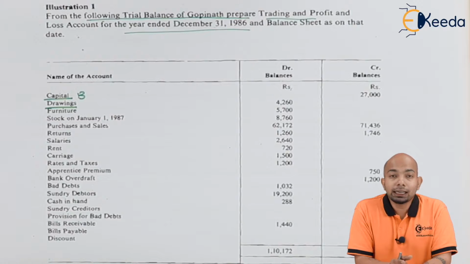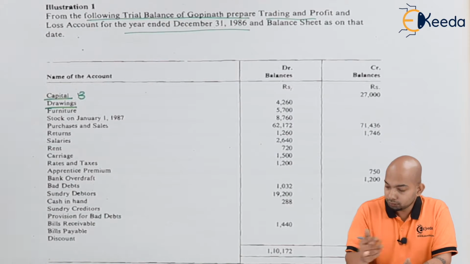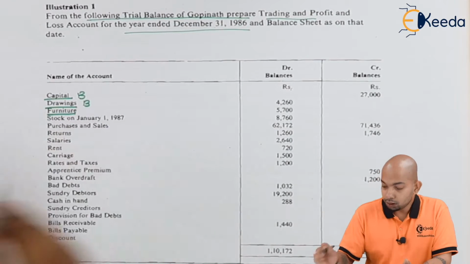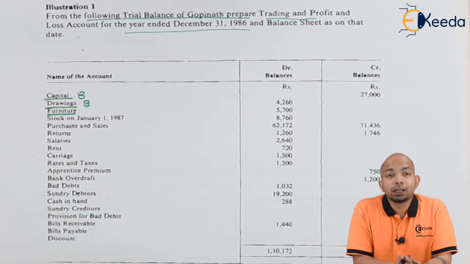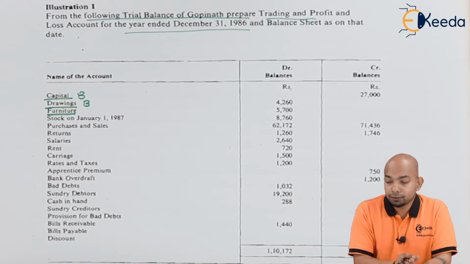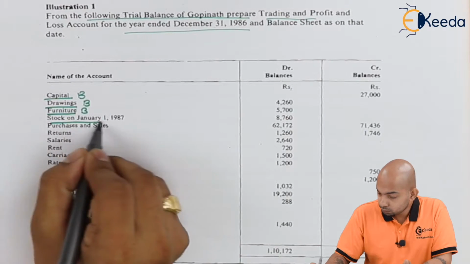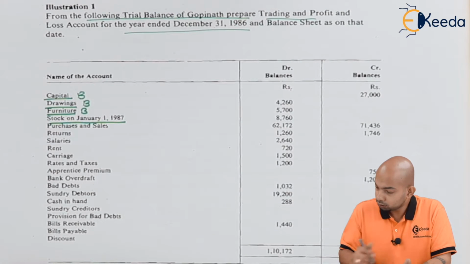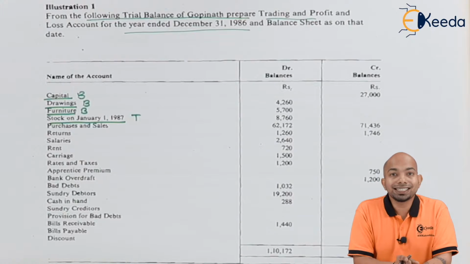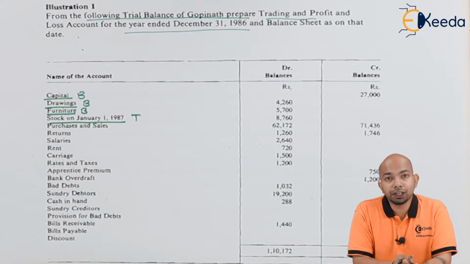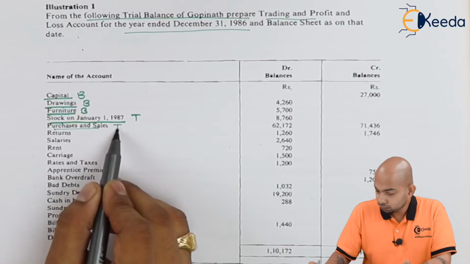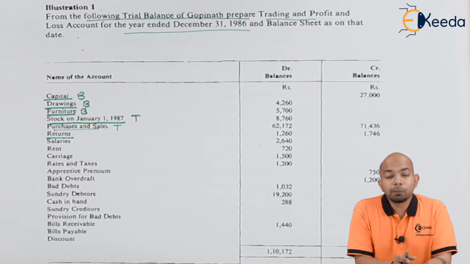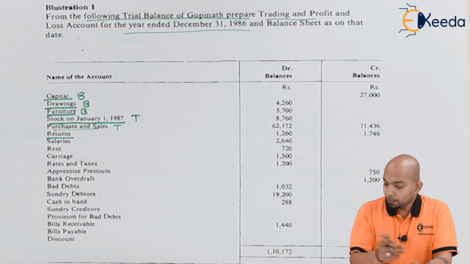Next item is drawing. Again, this is a trial balance item, hence will be subtracted from balance sheet, that is under the category of capital. Next item mentioned here is furniture. That will be a part of balance sheet asset side again. Stock as on 1st January, that is the opening stock, hence that will be a part of trading account. Purchase and sales both have been mentioned here. Again, that will be a part of trading account. Returns have been mentioned. That means purchase returns and sales returns have been mentioned here. That will be again a part of trading account.